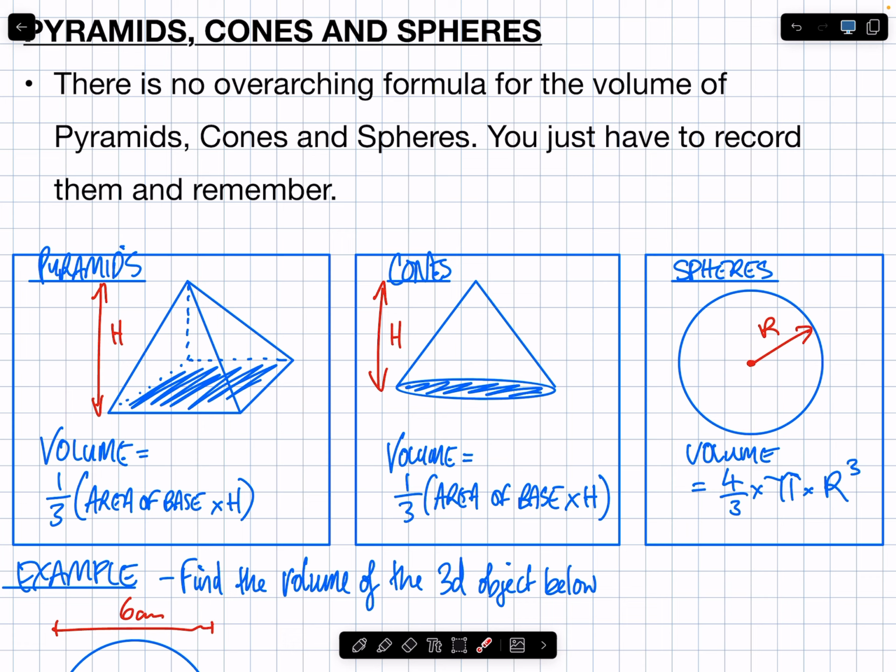You could say the same for a cone. A cone looks like a pyramid, but what's the base of a cone going to be? Square, rectangle, or what? It'd be a circle. Good. So how do you find the area of a circle? Pi r squared. Find the area of the base times by the height, divided by 3.